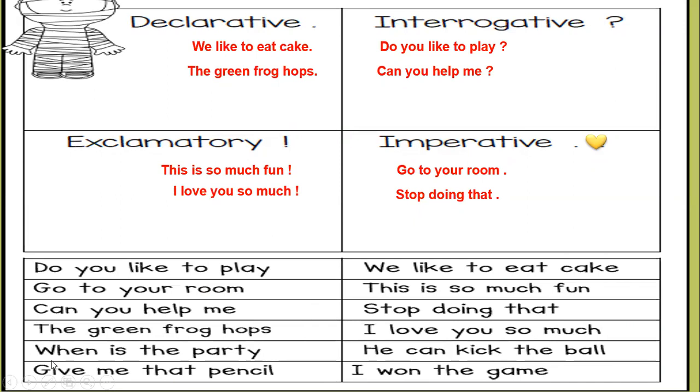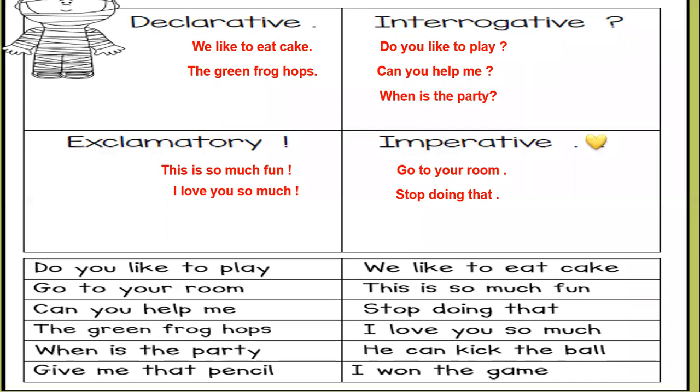When is the party? Yes, it's an interrogative one. We put a question mark. Very good. He can kick the ball.